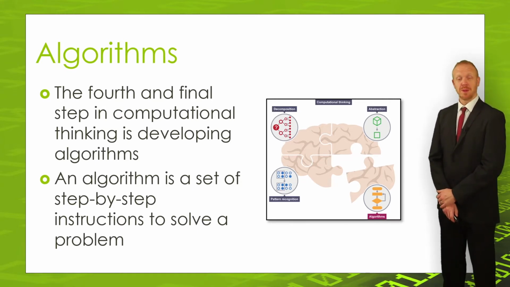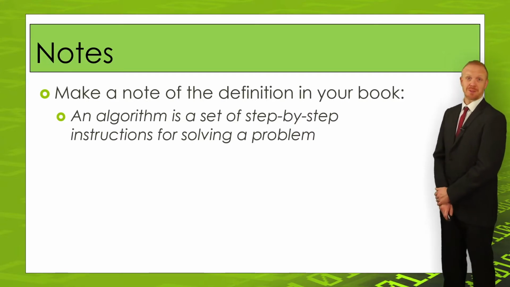So, to summarise, algorithms are the fourth and final step in computational thinking, and it's a set of step-by-step instructions to solve a problem. So as always, can you make a note of that first of all? Just give you a few seconds. Write down in your books that an algorithm is a set of step-by-step instructions for solving a problem.